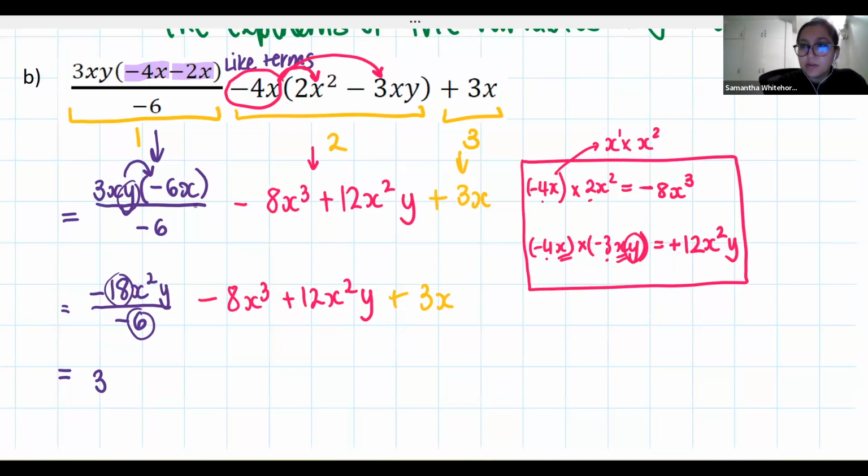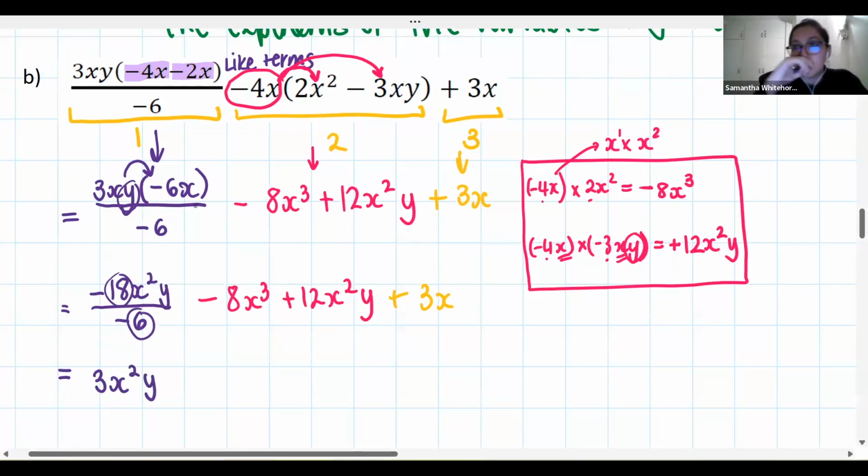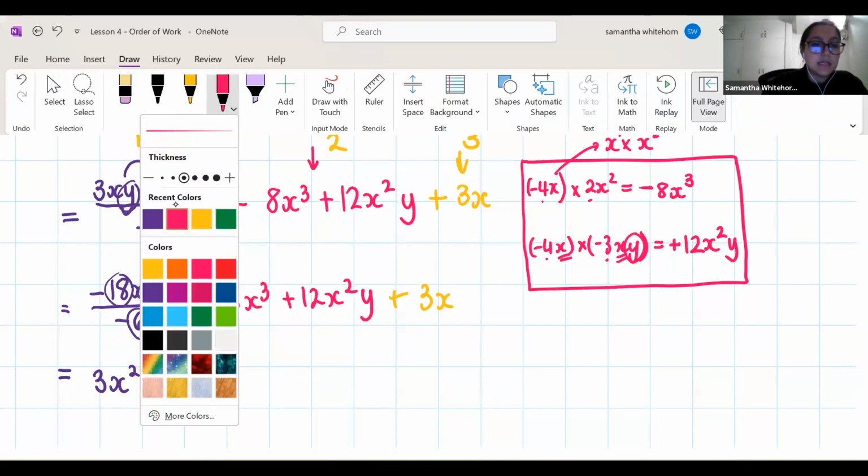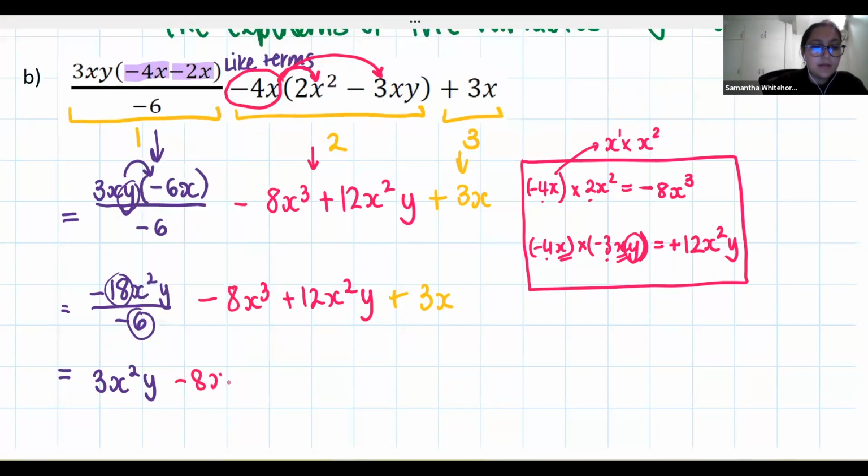There are no variables in the denominator, so this is just 3x squared y. Those variables can't be cancelled or divided, because there's nothing in the denominator to cancel with them, so they stay as they are. And then we've got our other terms, the minus 8x cubed, plus 12x squared y, and then our plus 3x.